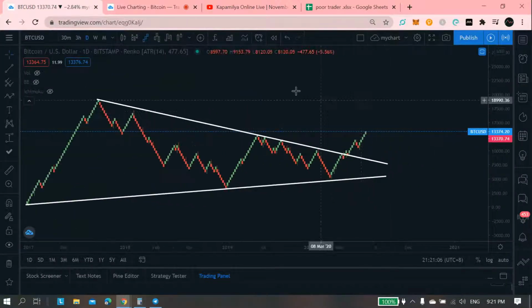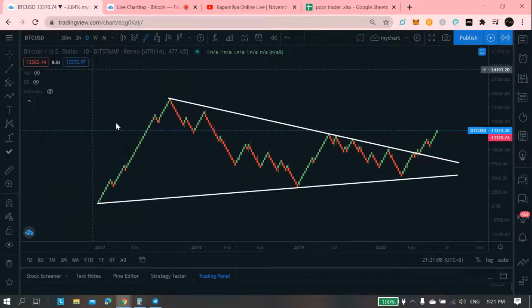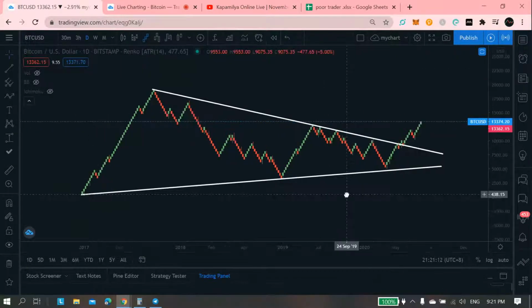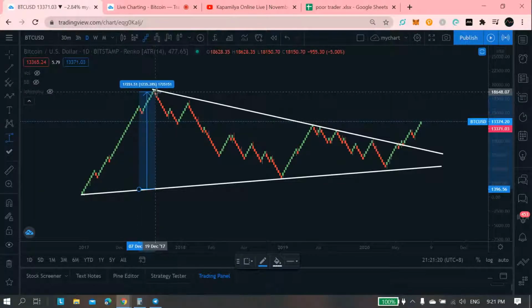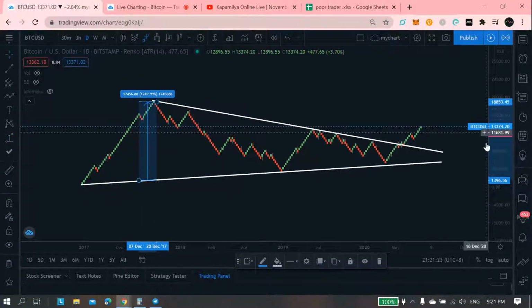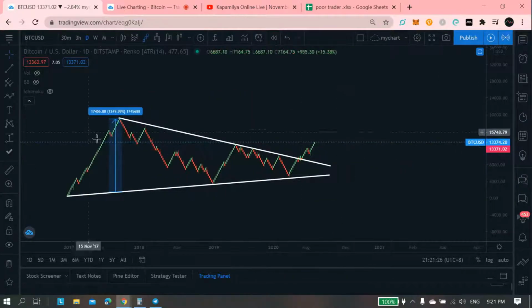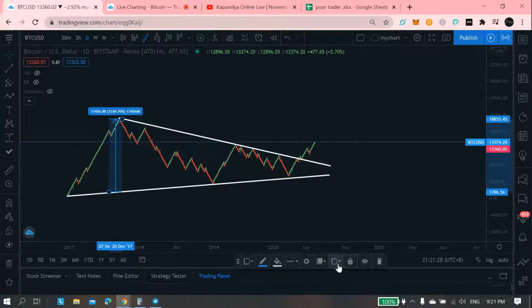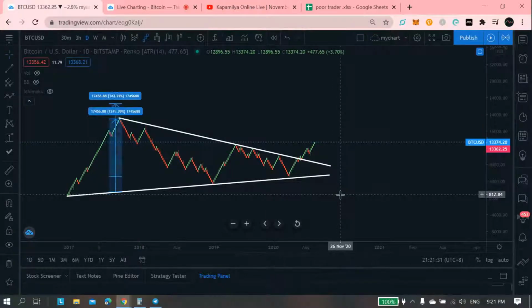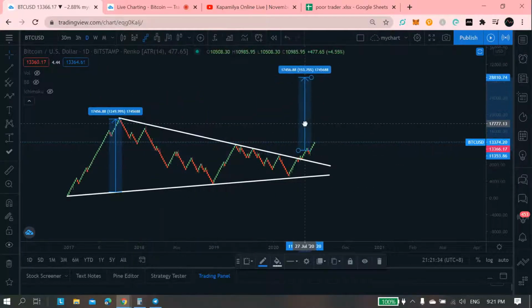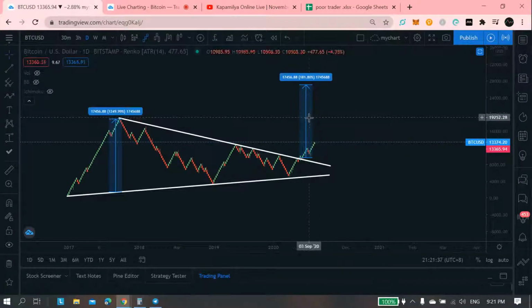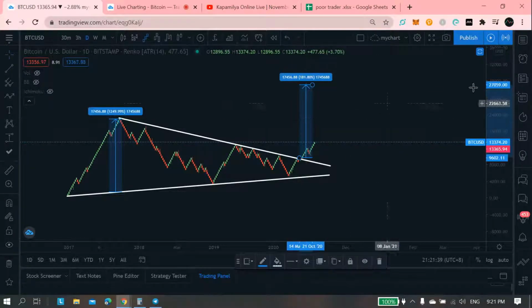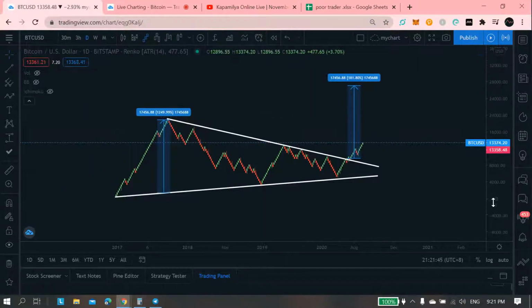So again, using the Renko chart, this is the daily time frame. So still the same, also a triangle, and normally we are measuring the height of that triangle, and then upon breakout, let's just put that, and that's our target. This is our long-term target, around 27,000, almost the same using the candlestick.